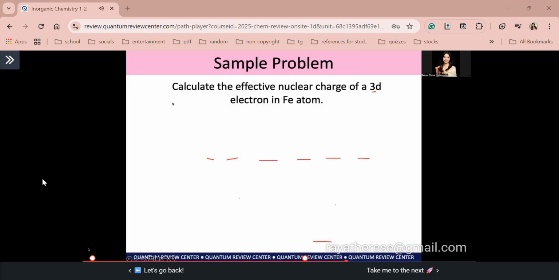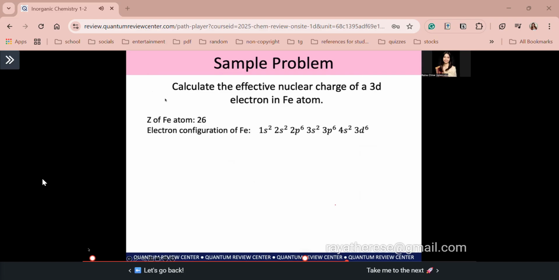Okay? Okay, last, calculate the effective nuclear charge of a 3d electron in iron atom. So, the atomic number for iron is equal to 26. And here is the electron configuration. Okay? So guys, dapat marunong na tayo dyan, okay? Step 1, we group it based on increasing n. Yeah. So guys, yung ating electron of interest is, yes, 3d, nandito.